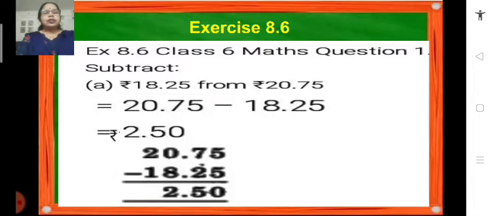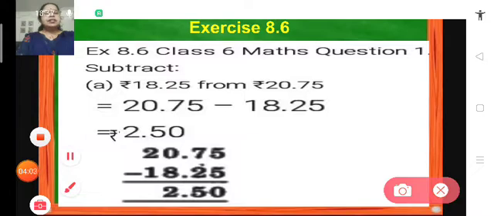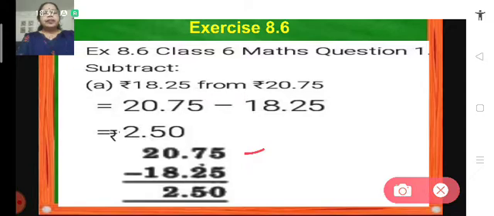Children, let's start solving the exercise problems of exercise 8.6. Question 1, subtract A, 18.25 from 20.75. That means 20.75 minus 18.25. So we write them like this according to the place values, aligning the decimal points, isn't it? Both are like decimals, so no need to add zeros. Now we start subtracting from the extreme right.